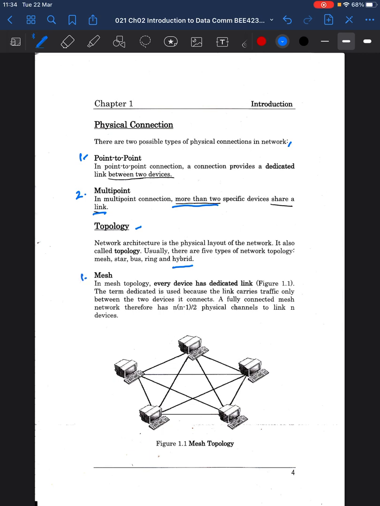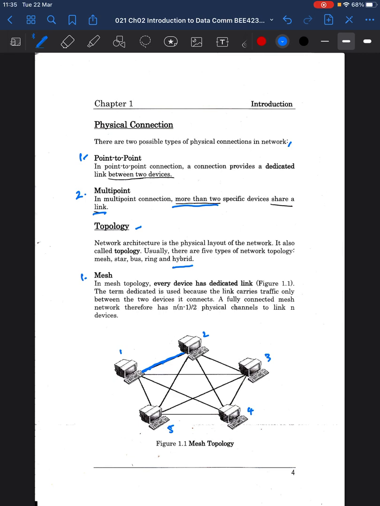What is mesh? In mesh topology, every device has a dedicated link, for example as shown in figure 1.1. The term dedicated is used because the link carries traffic only between the two devices it connects. Let's say this is device 1, device 2, device 3, device 4, and device 5. There is a dedicated link between device 1 and device 2. This connection only transmits data between device 1 and device 2, from device 2 to device 1 or from device 1 to device 2. So this is called the dedicated link.